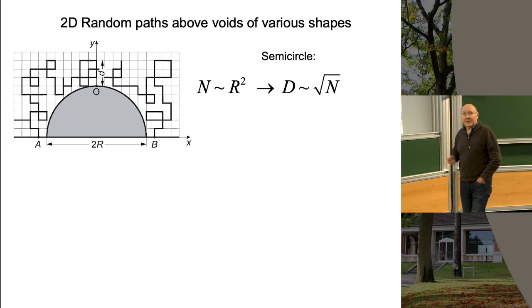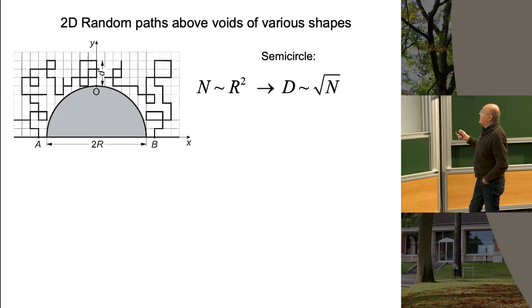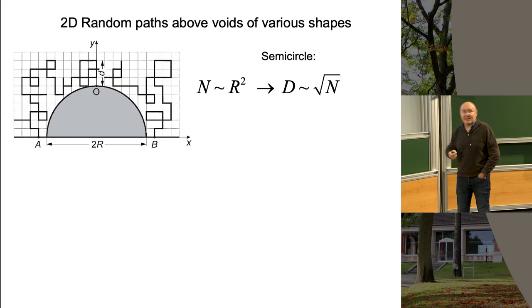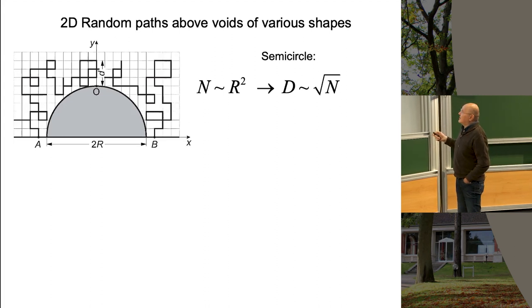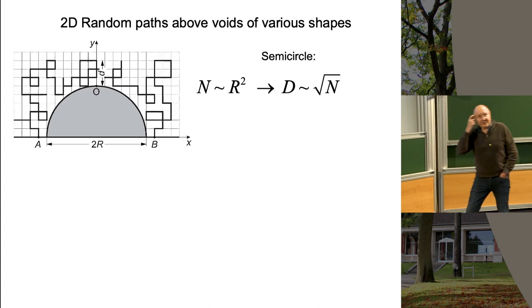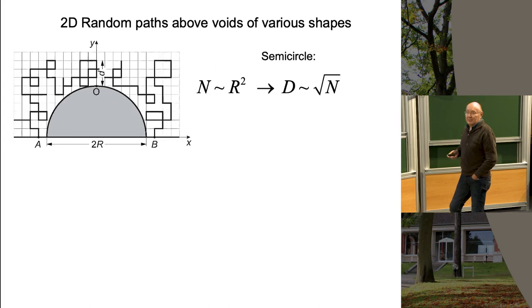Okay, but now the question is like that. Suppose that I change this condition and I say that my trajectory is in some sense stretched. The number of steps is proportional to the length of the boundary. So I would say the number of steps n is some coefficient times r. What is your guess? How would the fluctuations, how would this d behave?